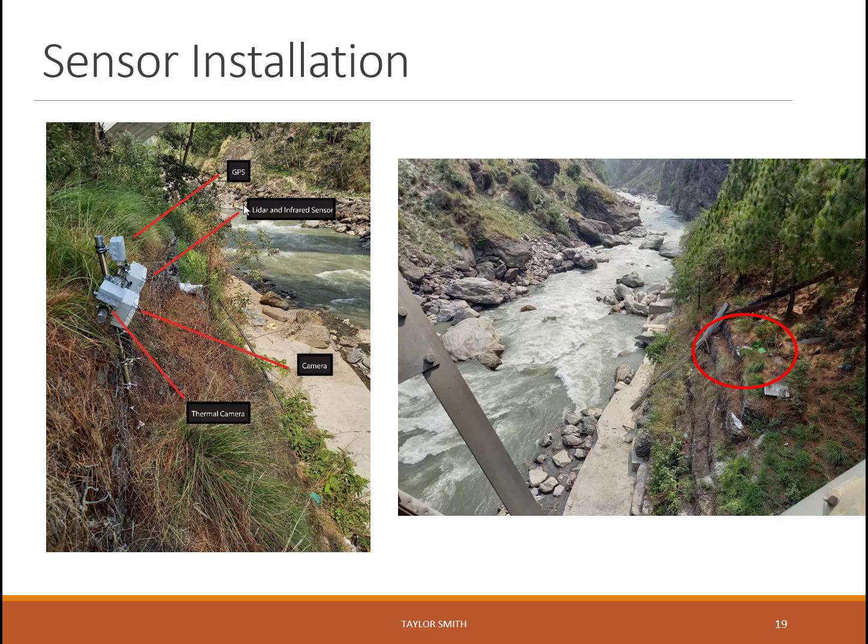So we use these sealed boxes, and then we have, for example, our thermal camera and our camera and a LiDAR and a GPS. So all of these things are then transmitting data together. So we're storing all the data. And this is just the same sensor from a side view. So this is where we're looking down at the river.